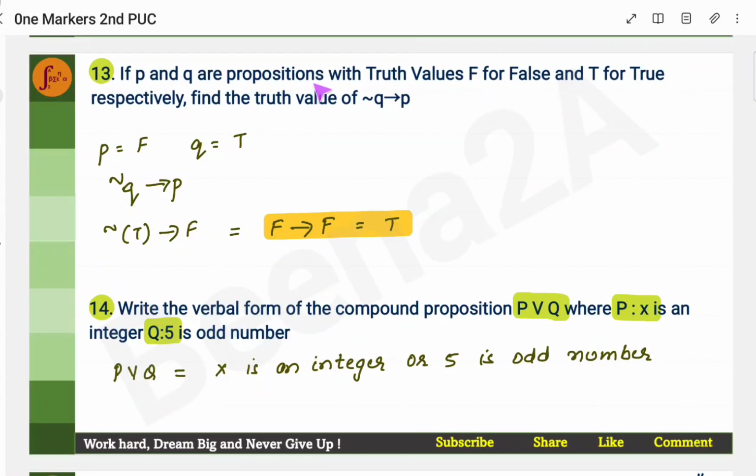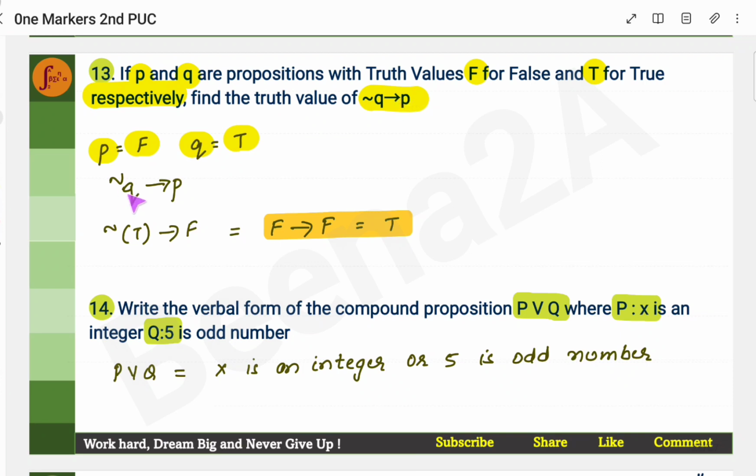If P and Q are propositions with truth values F for false and T for true, respectively, find the truth value of this compound proposition, P conditional not Q. Now, they have told P has F and Q as true. Remember, it's told respectively. Respectively means the first value that comes, that is false, is for P, and Q has the value true. So P is false and Q is true.